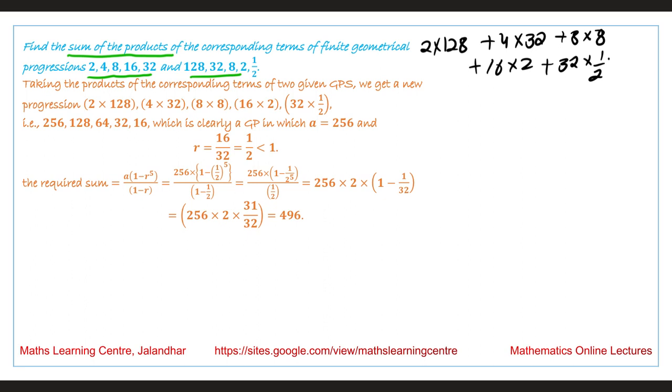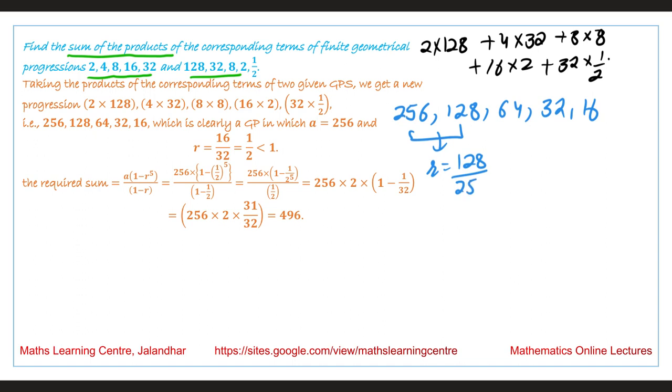If we multiply these terms, the new GP we obtain is 256, 128, 64, 32 and 16. Now the common ratio of this GP, R, is 128 by 256, and the answer comes out to be 1 by 2.